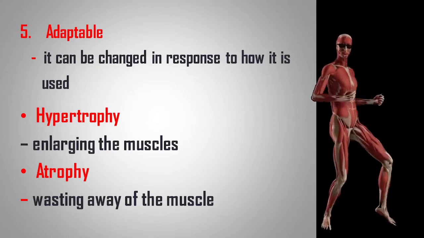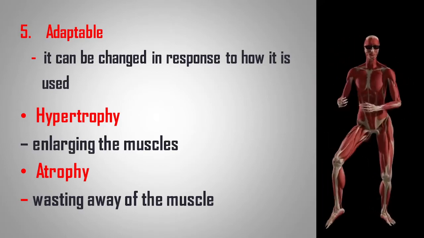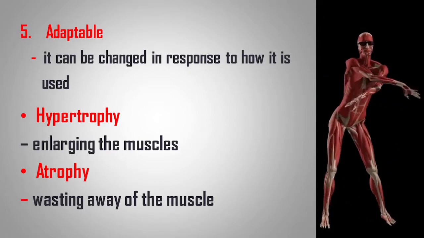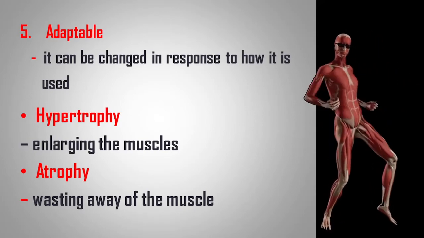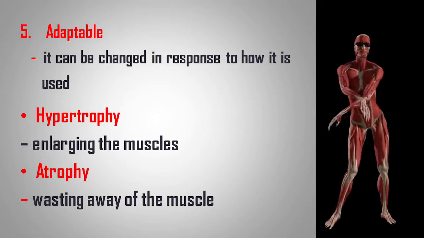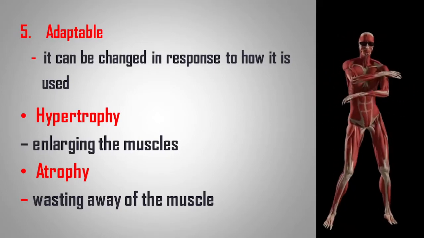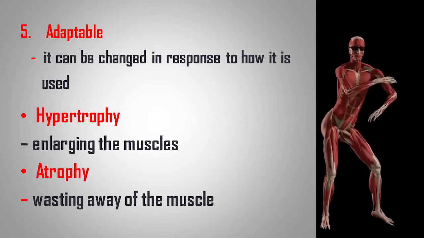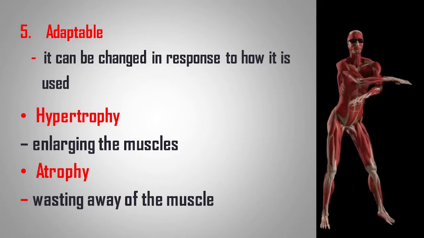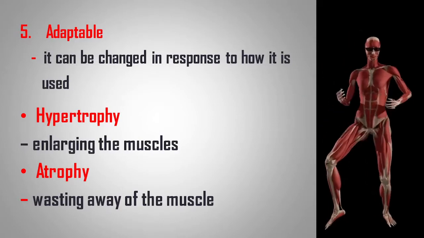So this is experienced by people who experience accidents, or those who are paralyzed because of stroke or because of a disease. So for those people who can't walk, their muscles in the legs shrink. That's the wasting away of the muscle because they were not in use. So that is what we call atrophy. So again, enlargement of the muscle is hypertrophy. When your muscles shrink or waste away, it's called atrophy.